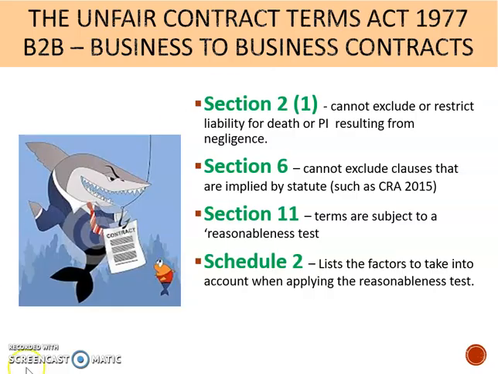I've included on this slide some of the key provisions from the Unfair Contract Terms Act. So Section 2.1 says that a business can't exclude or restrict liability for death or personal injury resulting from negligence. Section 6 says that they can't exclude anything that's implied by statute. Section 11 says that all the terms must be subject to a reasonable test. And Schedule 2 gives some factors that we should take into account when we're applying the reasonableness test.